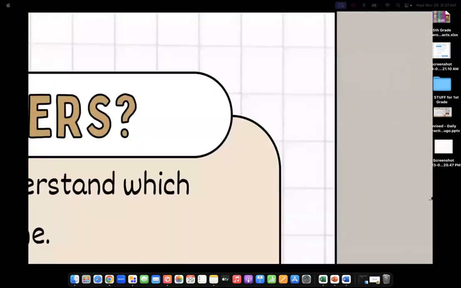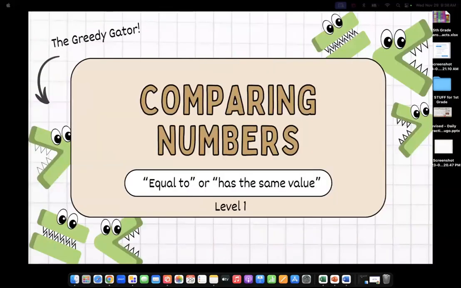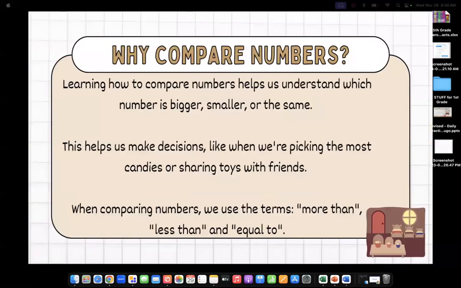We are going to go into today. We are going to be talking about comparing numbers. So essentially what we're going to do is look at equal to, and how they have the same value. And these are greedy gators. Essentially why we're doing this is because it shows us how to compare numbers, how the numbers are equal, and how you can see the difference between them.